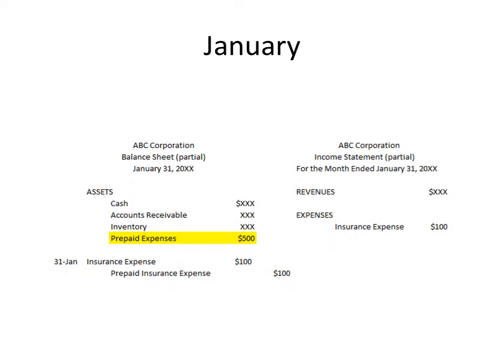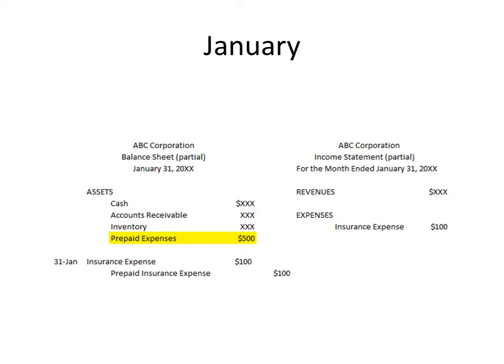This is what a partial balance sheet and a partial income statement will show. I've named it ABC Corporation. The balance sheet at January 31st, after 1 month, will have a balance in prepaid expenses of $500. There's the journal entry right below it, where I credit prepaid insurance expense for $100. Recall, I started with $600. I expense $100. I have a new balance of $500.